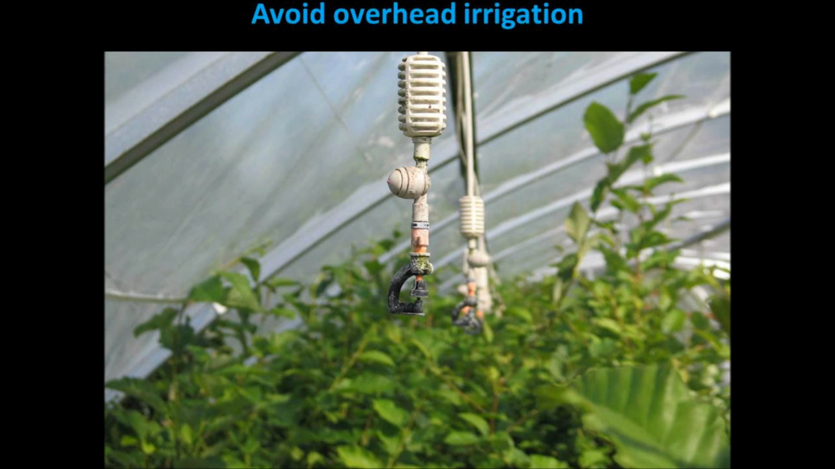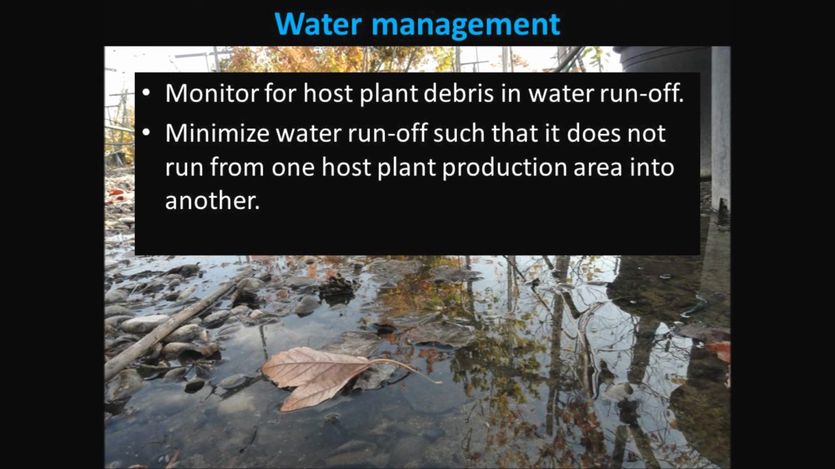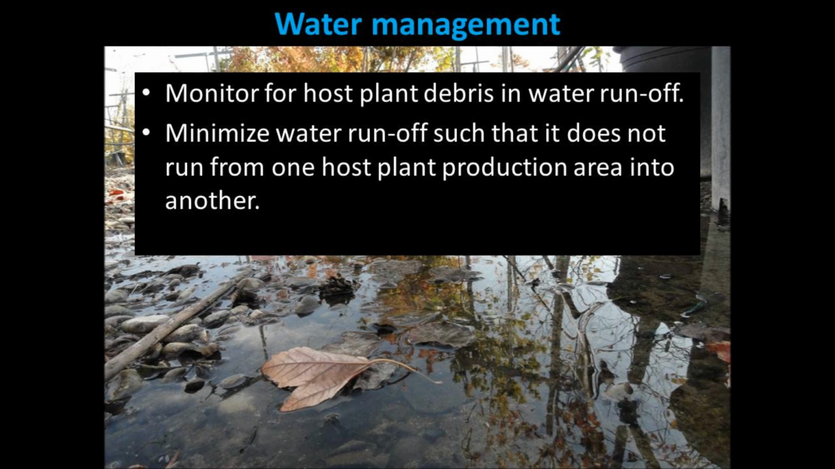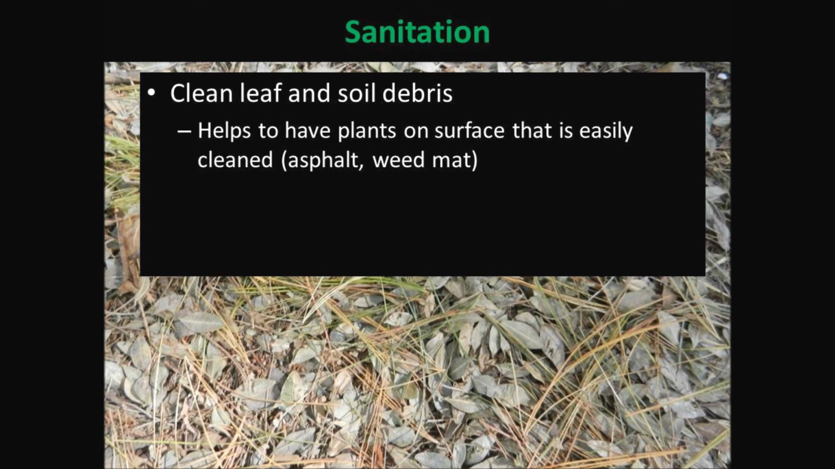Avoid overhead irrigation of host plants when practical. When using overhead irrigation, irrigate so as to reduce leaf wetness period. Also, monitor for host plant debris and water runoff. Minimize water runoff such that it does not run from one host plant production area into another. As much as possible, avoid standing water in and around plant blocks. Cleaning leaf and soil debris from host blocks is very important.